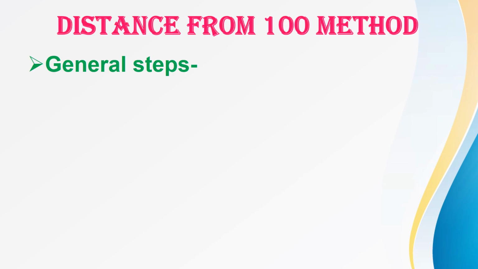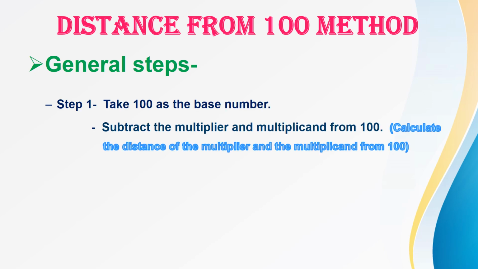So we will start with the distance from 100 method today. Let's first understand the general steps of the method. Step 1. Take 100 as the base number and subtract the multiplier and multiplicand from 100. This is to calculate the distance of the multiplier and the multiplicand from 100.